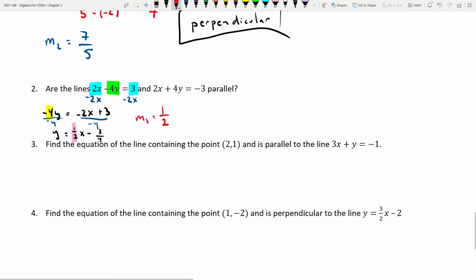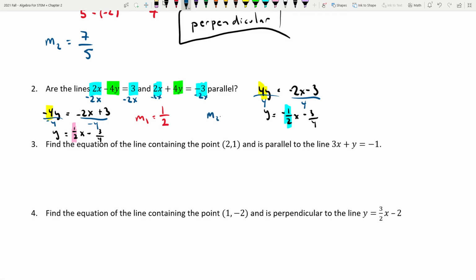We'll do the same thing. Here, everything with a y in it, I want on one side. Everything with an x, I want on the other. So I'll subtract 2x from both sides. And I get 4y equals -2x minus 3. I want to get rid of this 4, so I'll divide both sides by 4. And I get y equals -1/2 x minus 3/4. So the slope of this line is -1/2.